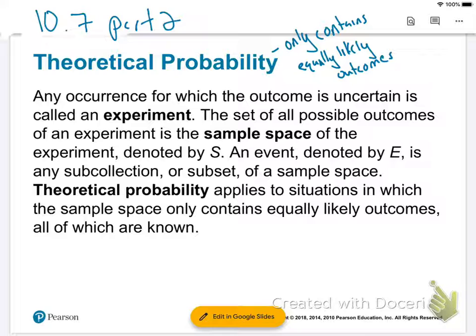Okay, so any occurrence for which the outcome is uncertain is called an experiment. The set of all possible outcomes is called the sample space of the experiment, denoted by S. An event, denoted by E, is a subcollection or subset of the sample space. Theoretical probability applies to a situation in which the sample space contains only equally likely outcomes. So you're talking about things like rolling a die, flipping a coin, things that you know have equally likely outcomes.